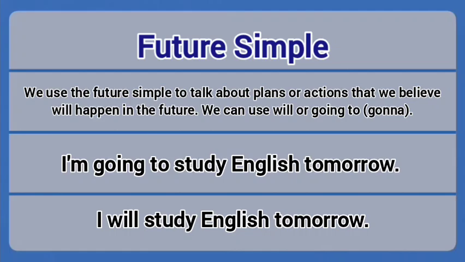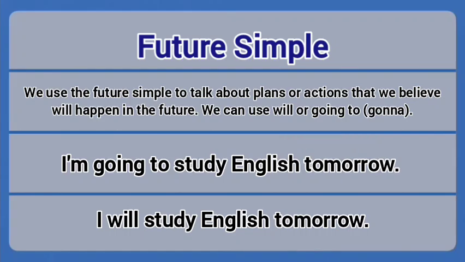The future simple. The key word is plan. We use the future simple to talk about plans or actions that we believe will happen in the future. We can use will or going to, gonna. We also use next week, next month, or next year.